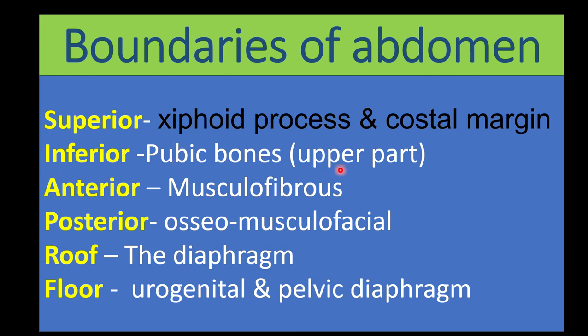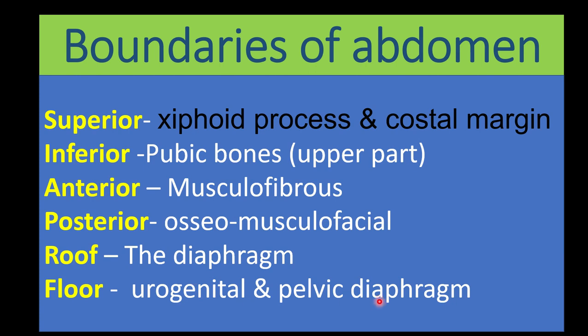Inferior, upper part of pubic bones. Anterior, musculofibrous structures. Posterior is osseo-musculofacial structure. Roof is formed by the diaphragm, and floor is formed by urogenital and pelvic diaphragm. So again, superior is formed by xiphoid process and costal margin. Inferior by pubic bone. Anterior wall is formed by musculofibrous structure. Posterior wall is formed by osseo-musculofacial structure. Roof is formed by the diaphragm, and floor by urogenital and pelvic diaphragm.